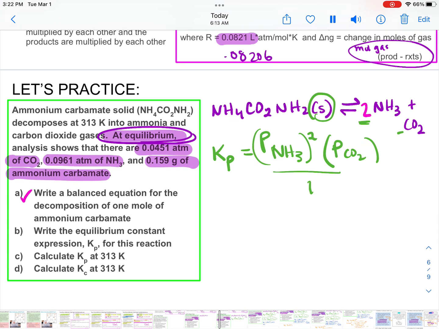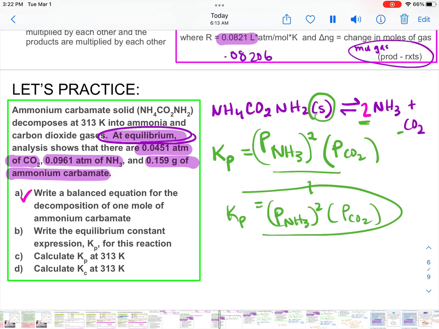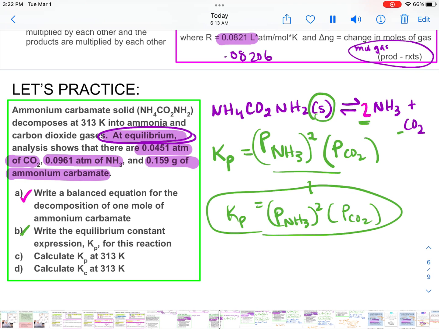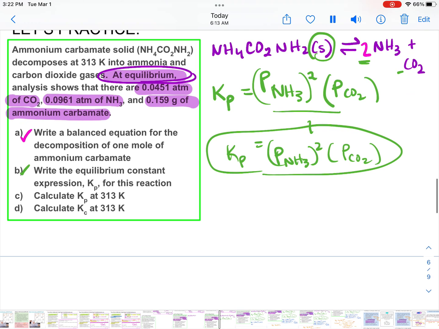So because it's a solid, you can write over 1, or you can simply just write equals the pressure of NH3 squared times the pressure of CO2. So this would be the Kp expression, okay? The next thing is that we want to calculate Kp. So now I need to take my equilibrium pressures and substitute them into this equilibrium expression.